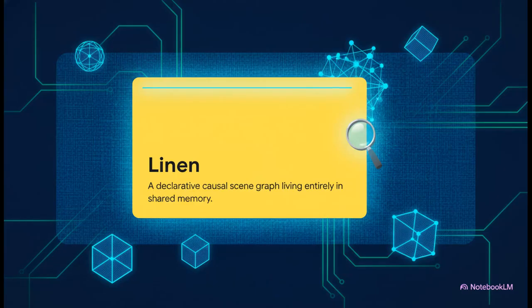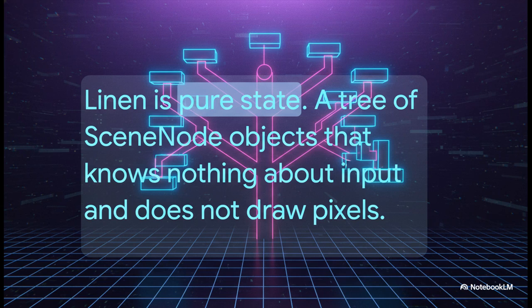Moving right along to the second pillar, we have Linen. Linen is defined as the causal graph. Think of it as a declarative scene graph that lives entirely inside shared memory. If Silk Shell is the behavior of the system, Linen is the structure. It's basically a master blueprint of your screen just hanging out in shared memory. And this brilliantly illustrates what Linen really is: pure mathematical state. It's a tree of objects, rectangles, text, textures, you name it, but it knows absolutely nothing about mouse clicks, and it completely separates the mathematical UI state from the actual physical rendering of the screen. It doesn't do anything active, it just exists, waiting to be read.